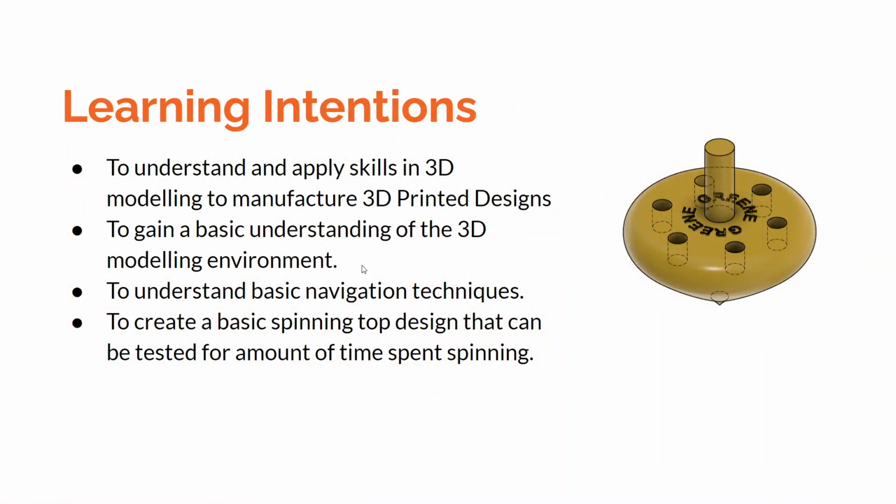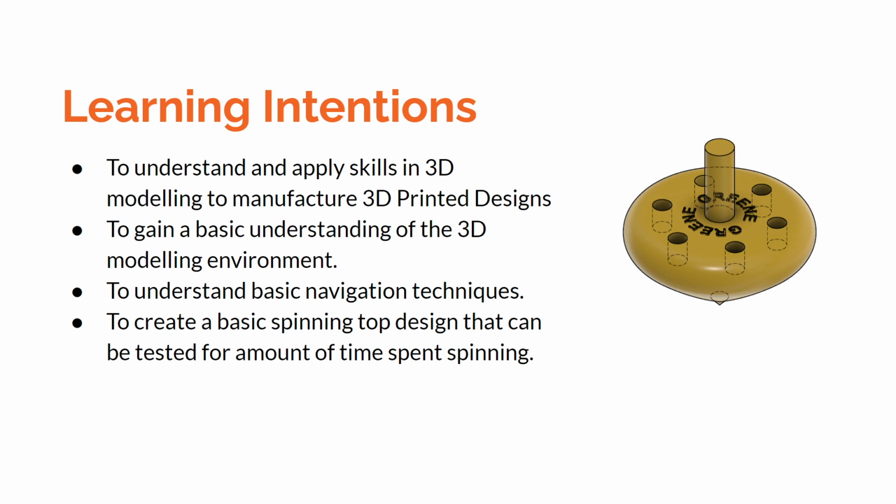Our learning intentions for today will be to just start to understand and apply skills in 3D modeling with the objective of manufacturing our spinning tops using additive manufacturing technology, which is 3D printing. We're also going to gain a basic understanding of the modeling environment, so how to rotate, how to pan, how to look around our designs and select the appropriate things to make what we need to make.